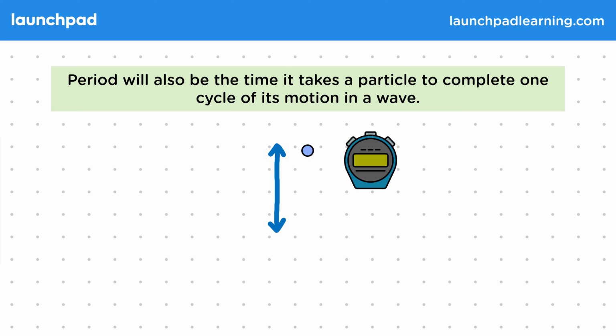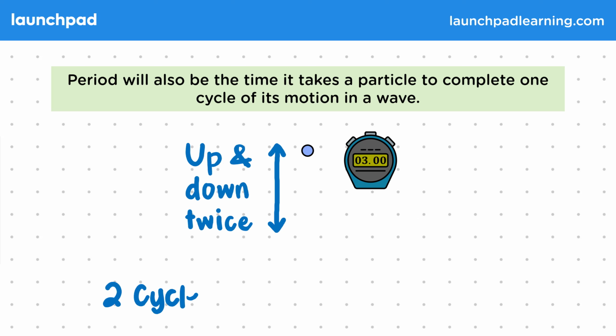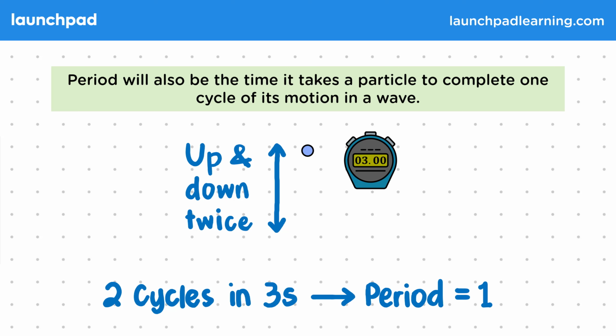So if we watch the particle go through this motion once, twice, and see it takes 3 seconds, we can say it completed 2 cycles in 3 seconds. So the time taken for one cycle is found by dividing 3 by 2, which means the period is 1.5 seconds. So that's how we can measure the period of a wave. But what exactly determines what this period will be?